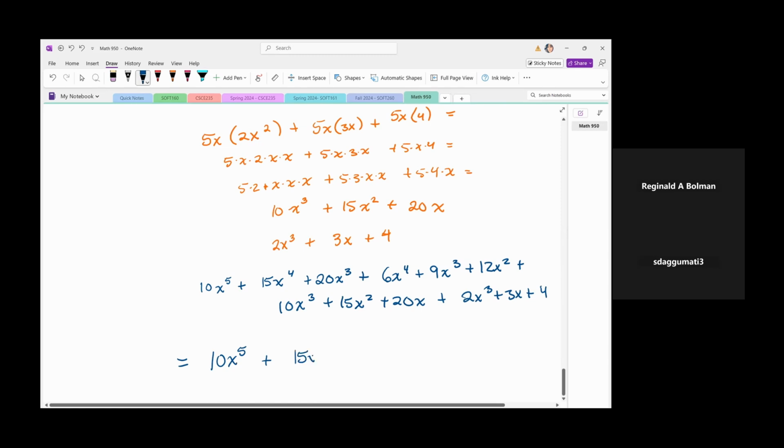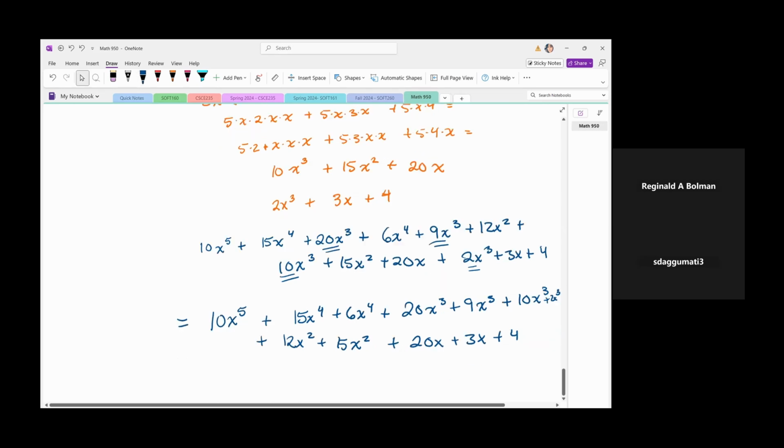So you'd have 15x to the fourth plus 6x to the fourth. You would group your 20x cubed together with your 9x cubed, with your 10x cubed, and your 2x cubed. Okay. And then we would group our 12x squared together with our 15x squared, and our 20x with our 3x, and our 4 would be what is left over.